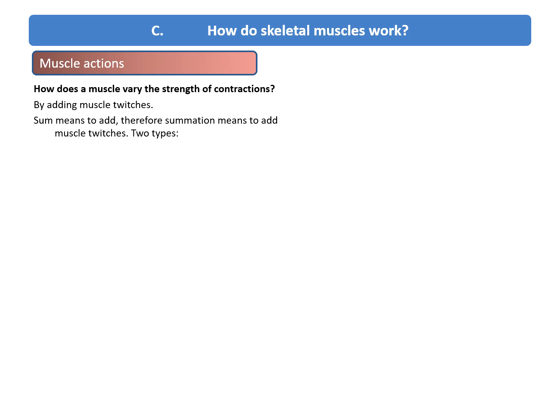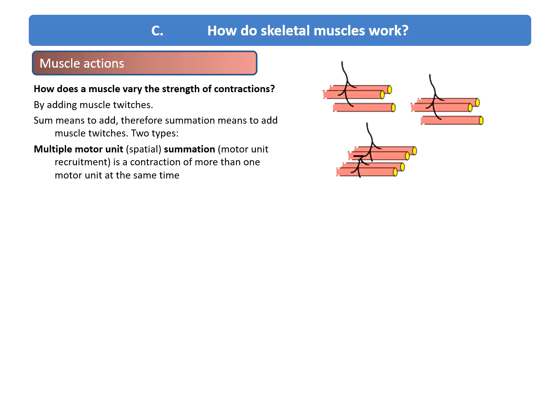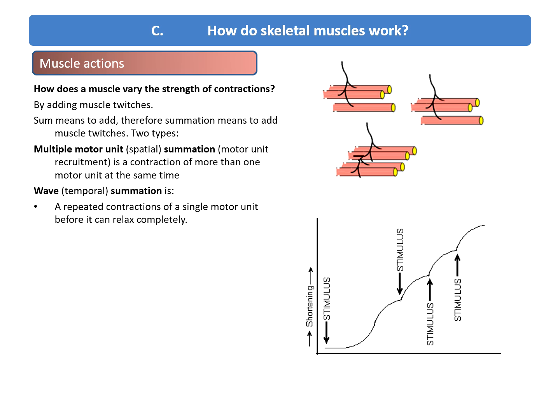There are two types: multiple motor unit summation, also called spatial summation, because the motor units are separated by space, by distance. It's a contraction of more than one motor unit at the same time. The other is wave summation, also called temporal summation, because the stimuli are separated in time.